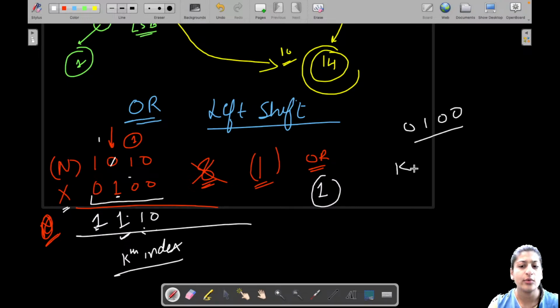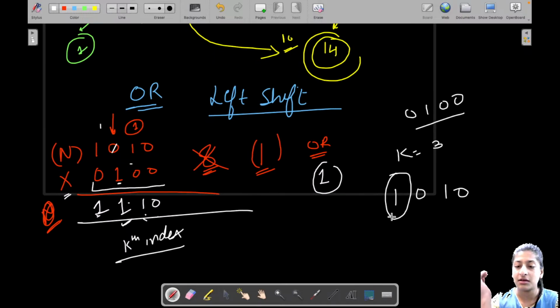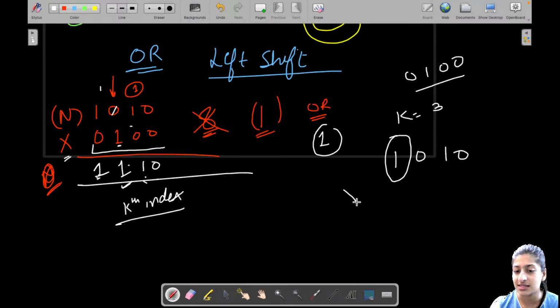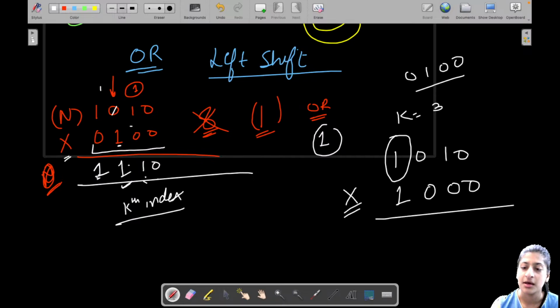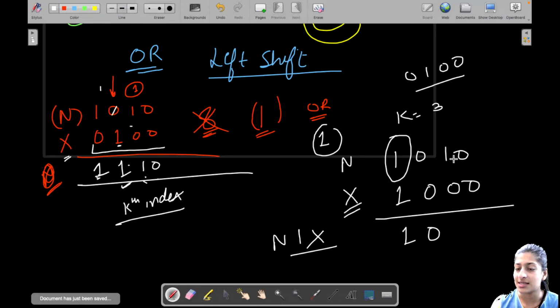Or let's say your k was not 2, k was 3. So 1, 0, 1, 0 is your original number. K equal to 3 lies at this index, this position. Since it is already 1, I need to see what is present at that index. Now I am choosing x in such a way that I have 1 at the kth index. So this time my x will be 1,000, right? Now you do bitwise OR of x with n. So bitwise OR of n with x will be what? This will remain 1. Rest of the things will be as they are present in n. So there will be no change to n.